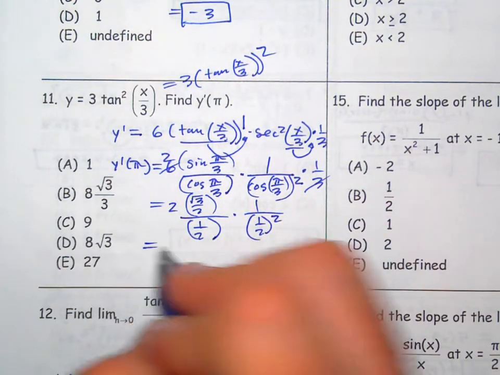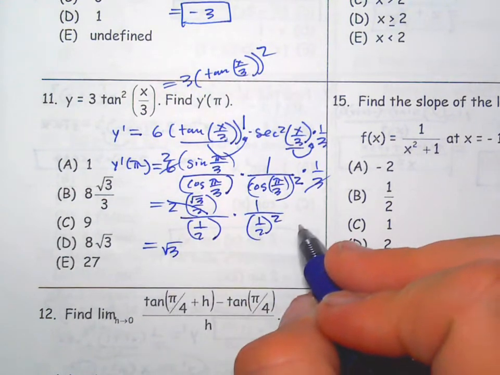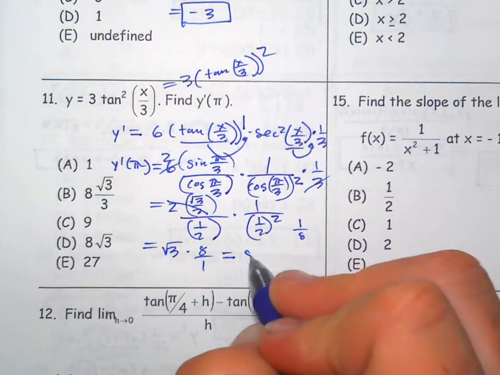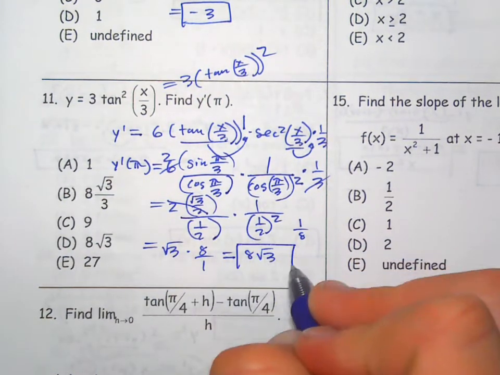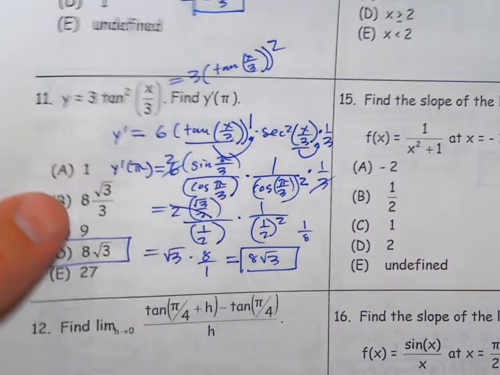So we're going to get those twos cancel, root 3. This is going to be 1/8 on the bottom multiplied by the reciprocal. So we should get 8 root 3. Gotta know your trig. Basic trig.